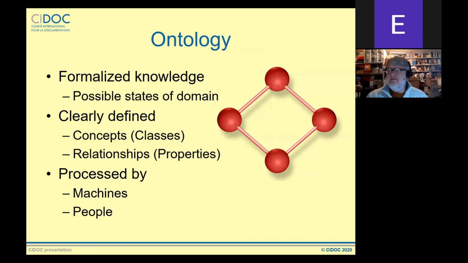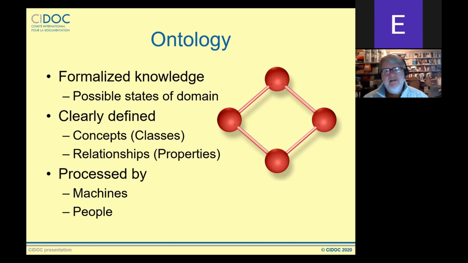So what we want to do is establish a knowledge of all the possible states that can occur in the domain. And we do that by clearly defining a set of concepts or classes which define the things which we deal with and the relationships that can exist between those things. So the concepts we call classes and the relationships we call properties.